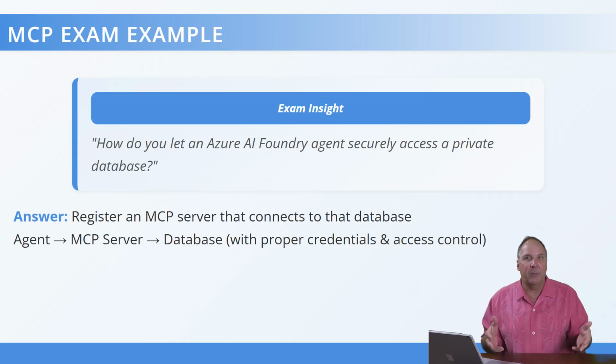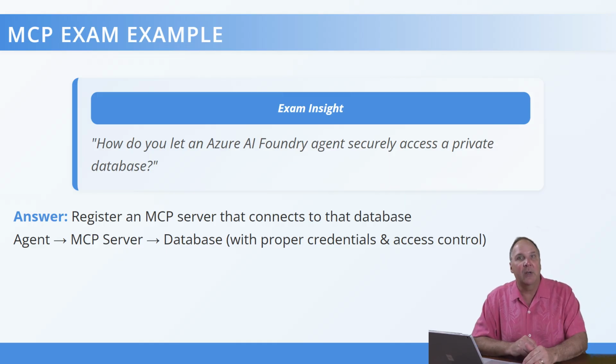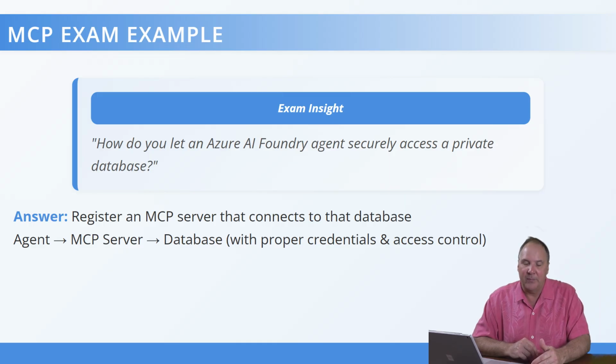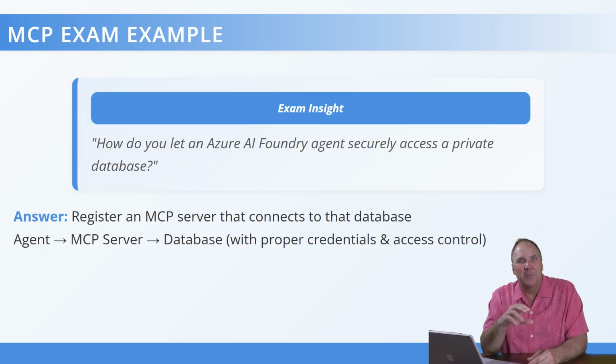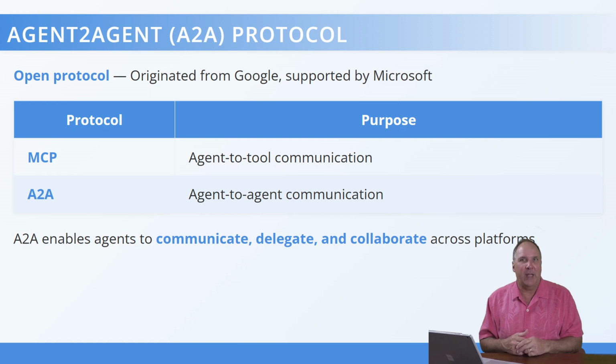So here's an example you might see. How do you let an Azure AI Foundry agent securely access a private database? The answer, register an MCP server that connects to that database. The agent calls the MCP server. The server handles the database connection with the proper credentials and access control. Clean, secure, auditable.